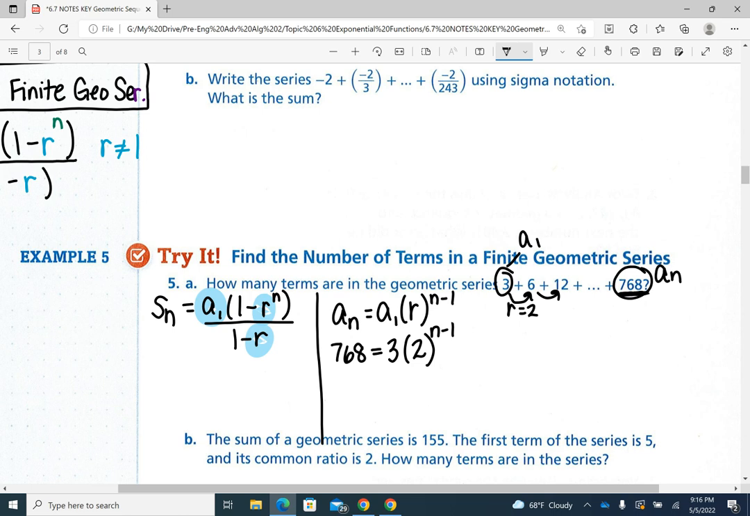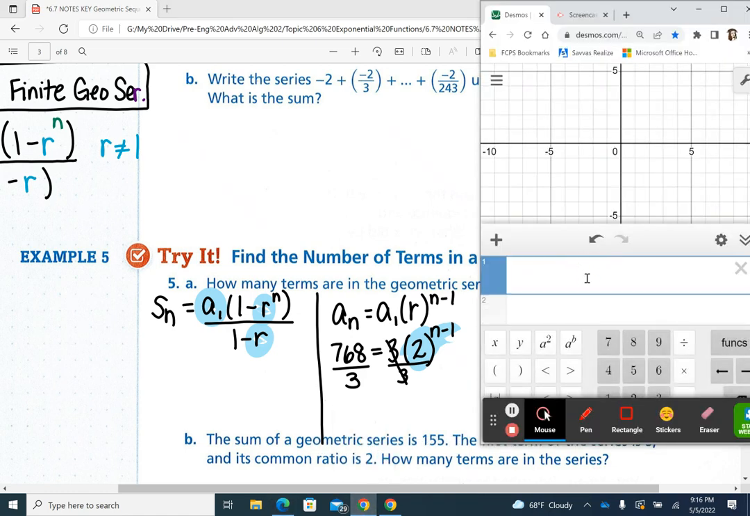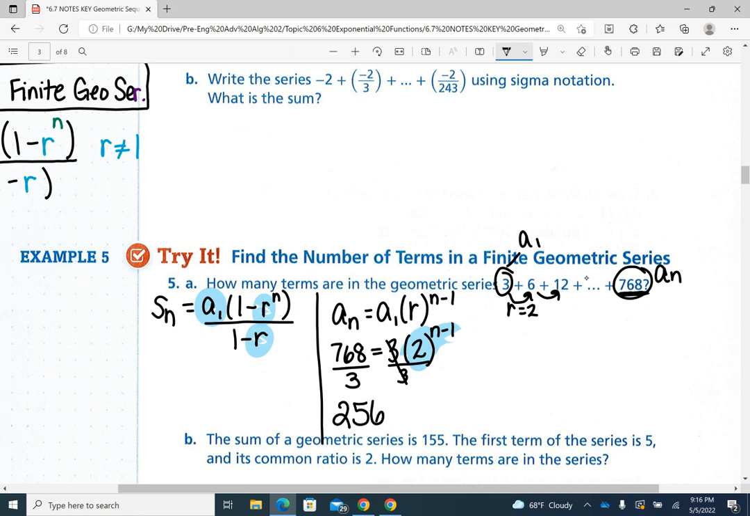Now I have an exponential equation that I'm trying to solve. To solve an exponential equation, first of all, you need to isolate the exponential expression, which is the number that has the exponent. So I'm going to need to divide both sides by 3. 768 divided by 3 is 256. So now I know 256 equals 2 to the n minus 1.